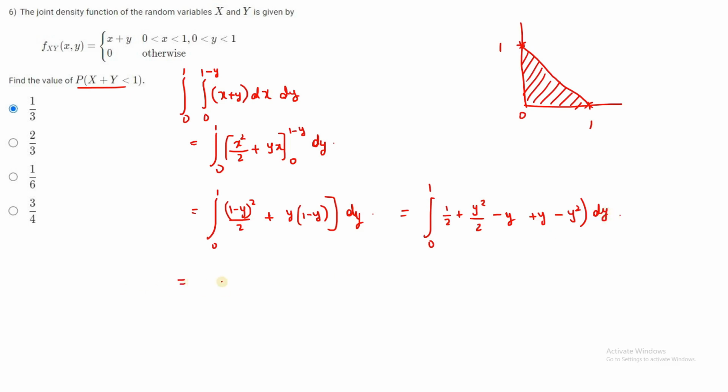So for the simplification, we'll have integral 0 to 1 of 1 by 2 minus y square by 2, into dy, which is nothing but, if I integrate here, again we'll have y by 2 minus y cube by 3 into 2, is 6. So what are the limits? 0 to 1, which is nothing but 1 by 2 minus 1 by 6. So the answer is 2 by 6, that is equal to 1 by 3.